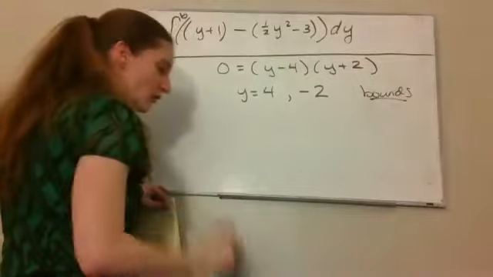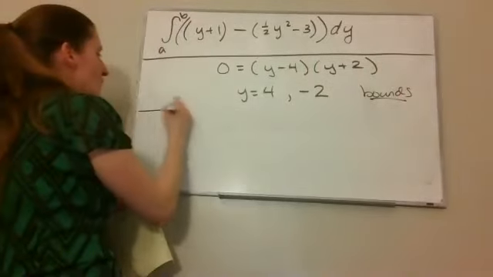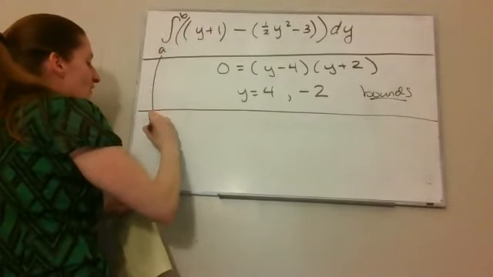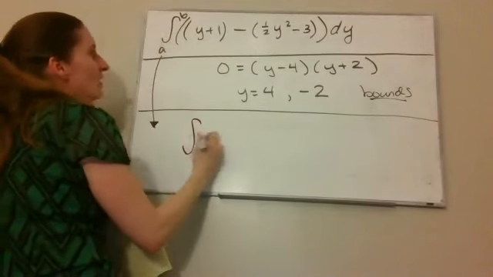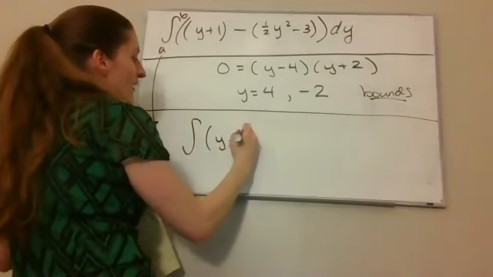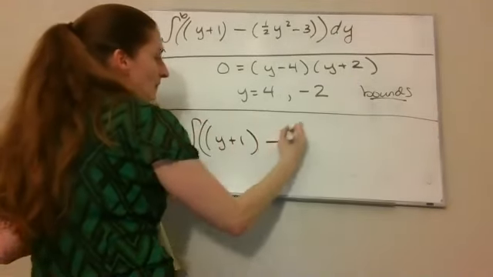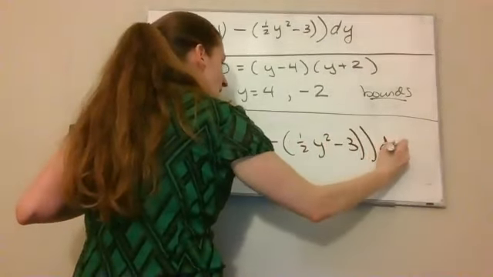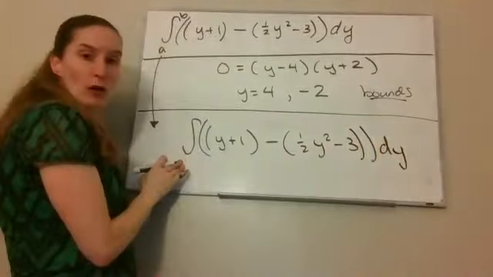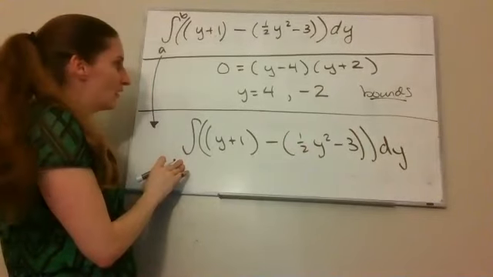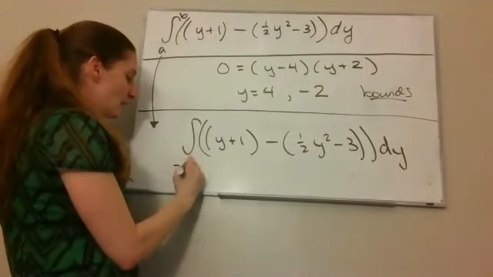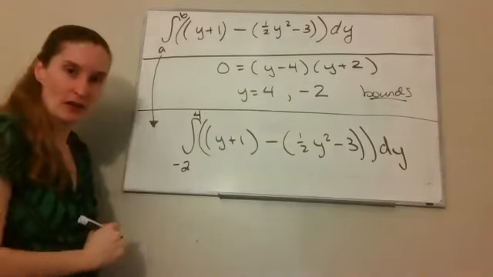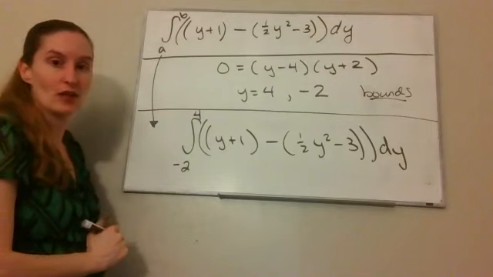So then it's just a matter of which one is A and which one is B. So let me take this integral that we had set up, and now we'll plug in our bounds of integration. Remember, the lower value is going to be your smaller y value. So that's going to be a negative 2. And then we go to the big y value of 4. And there's our integral to get the area between the two curves.